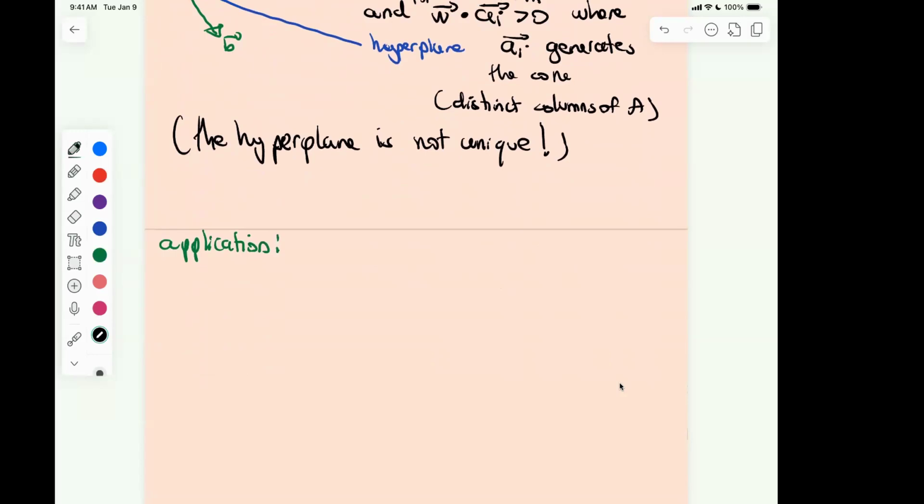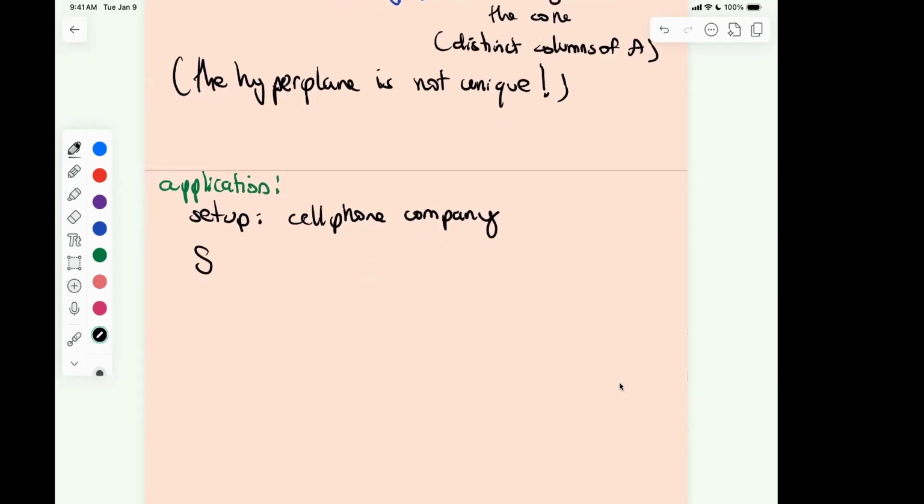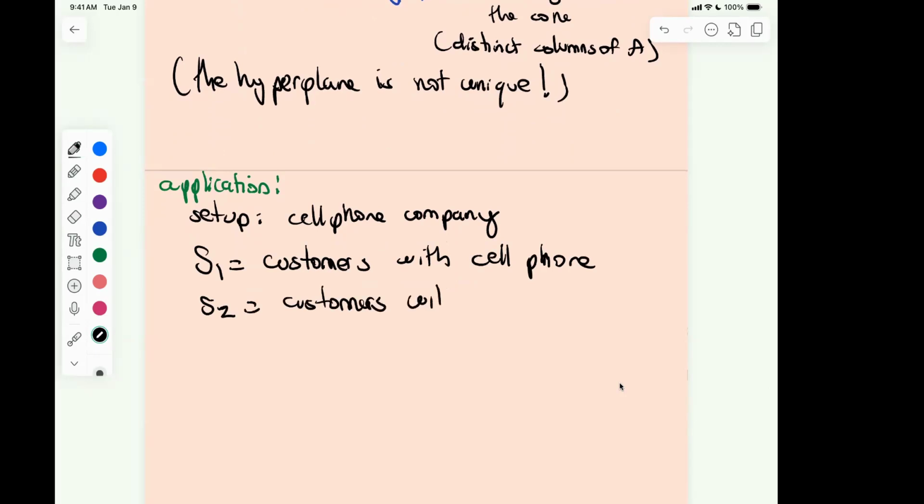Okay, so here's the setup. You are a cell phone company. And there are only two types of consumers or customers in the cell phone market: those with a cell phone and those without a cell phone. So that's the only thing that we'll look at. Customers or consumers, however you prefer to call it, with a cell phone, and customers without a cell phone.